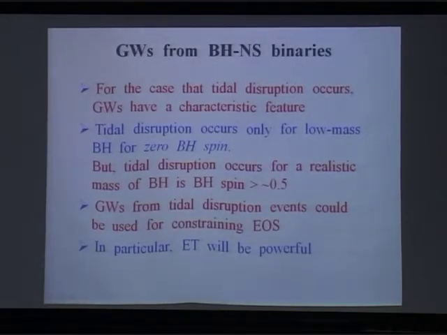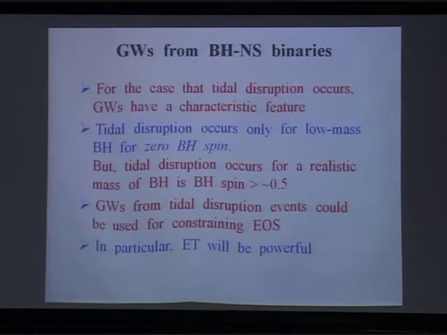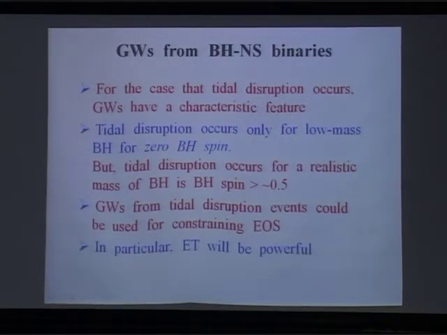So anyway, this is a summary for gravitational waves from black hole neutron star binaries. As I said, for the case that tidal disruption occurs, the gravitational wave has a characteristic feature in frequency, and it will be used to constrain the equation of state.